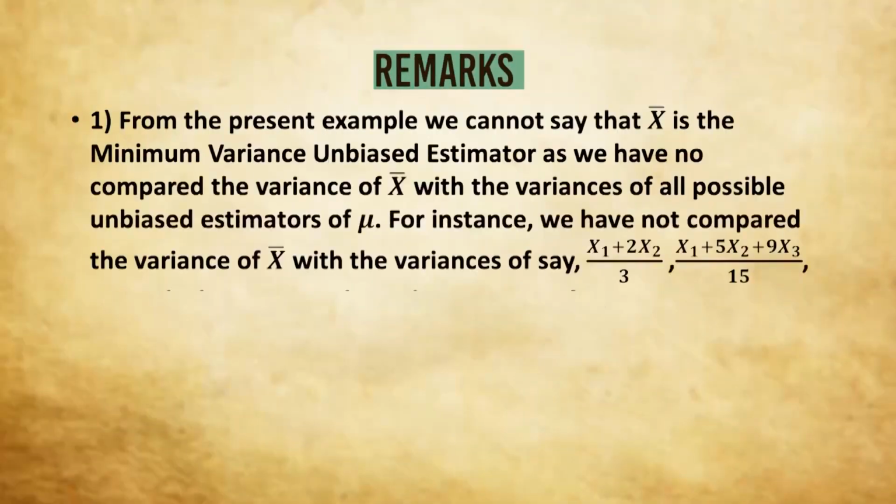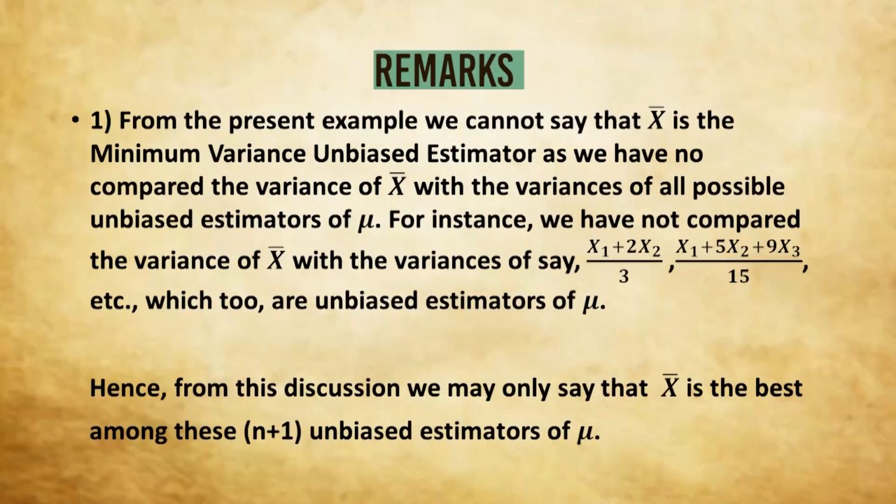Just hold on to the idea of minimum variance unbiased estimator. We'll come back to this a bit later. Now see, can we say x bar is the minimum variance unbiased estimator? We have not compared the variance of x bar with the variances of all possible unbiased estimators of mu. We have compared variance of x bar only with the variances of the n other estimators, x1, x2, ..., xn.